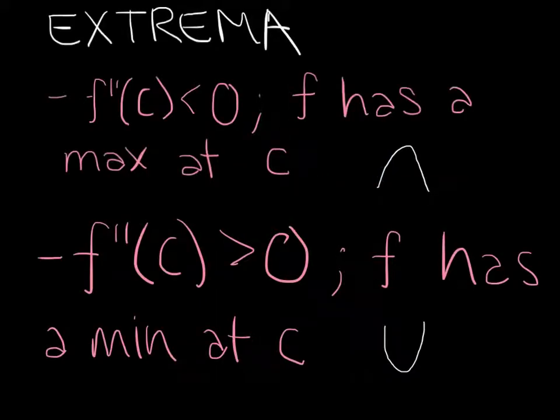We can also use the second derivative test to find extrema. If f prime prime of c is less than 0, then f has a maximum at c, because the second derivative is negative and therefore concave down. If the second derivative is positive, f has a minimum at c, as it is concave up, therefore minimum.